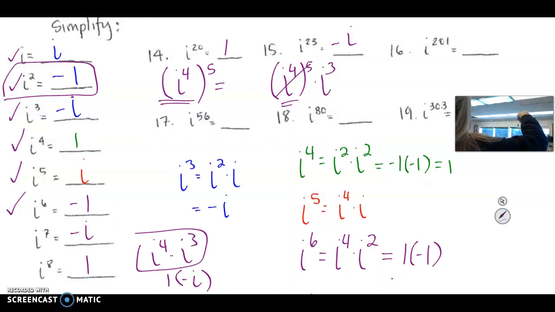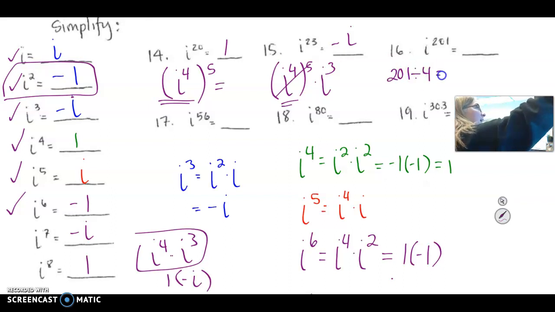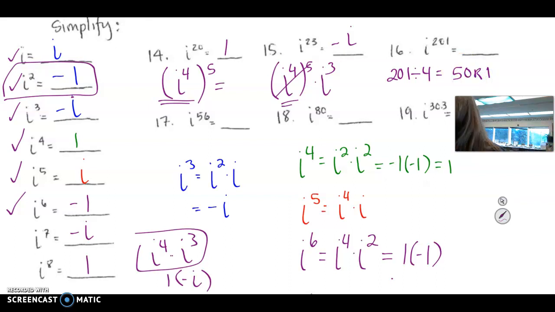Yeah. It's like, think dollars. If you had 200, 200 divided by 4 is 50. So there's 1 remaining. So if I do 201 divided by 4, I get 50 with a remainder of 1, right? 50 remainder 1.